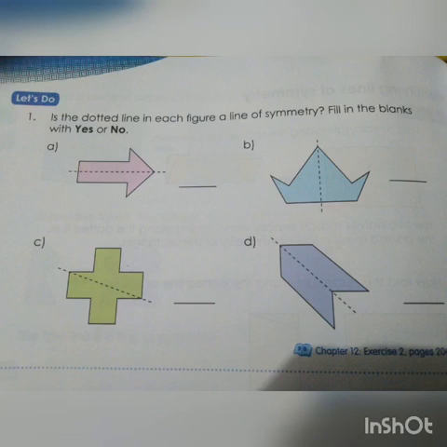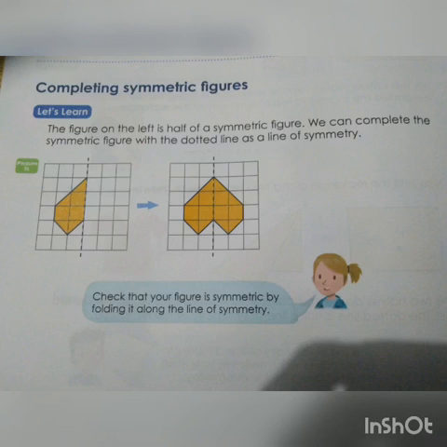This is your homework part, children. Is the dotted line in each figure a line of symmetry? You have to see the figure and the dotted line and you have to say whether it is a line of symmetry or not. Next, completing symmetric figures.